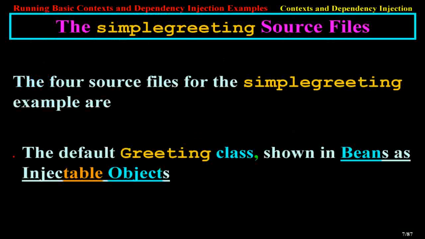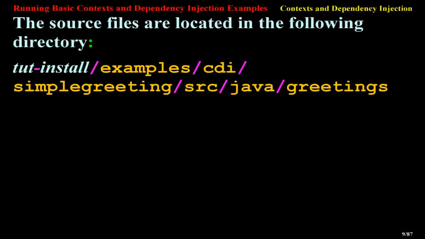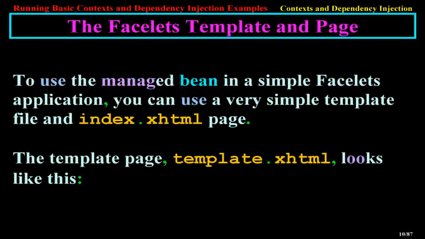The simplegreeting source files. The 4 source files for the simplegreeting example are the default greeting class, shown in beans as injectable objects; the informal qualifier interface definition, and the informal greeting class that implements the interface, both shown in using qualifiers; and the printer managed bean class, which injects one of the 2 interfaces, shown in full in adding setter and getter methods. The source files are located in the following directory: tut-install/examples/simplegreeting/src/java/greetings.